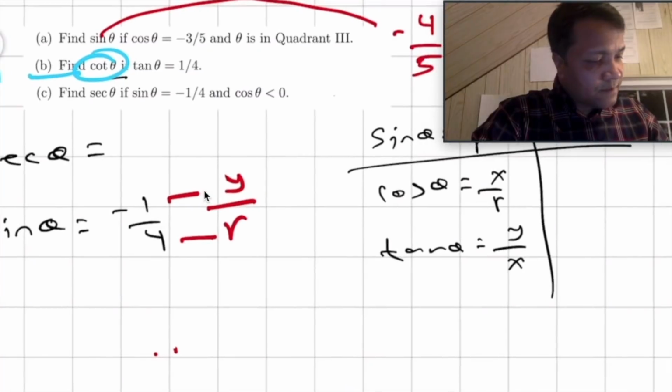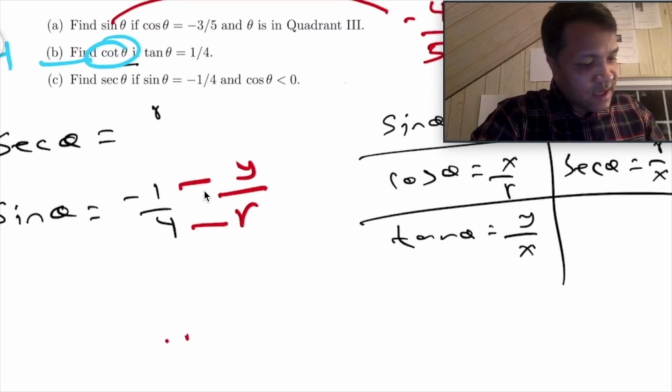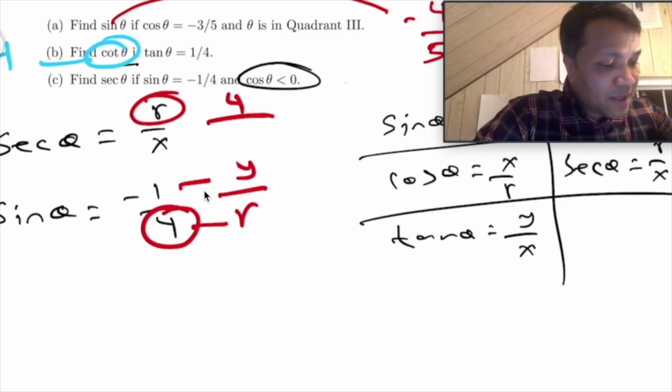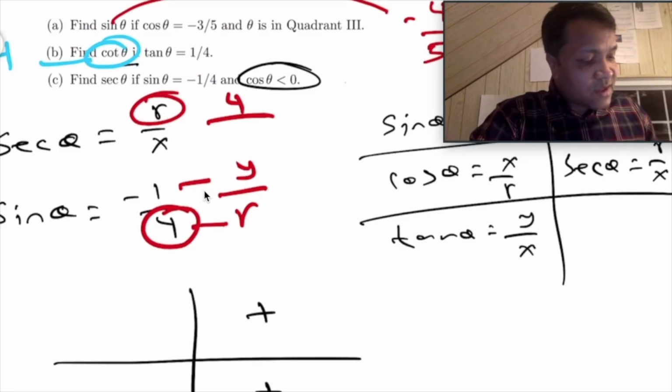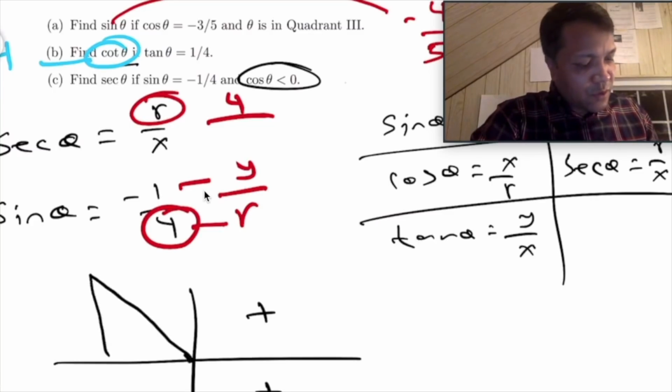And cosecant theta is r over y, secant theta is r over x. So we have r, r is 4, but we have to have x. We don't have x, but it's very easy. We have some condition: cosine has to be negative. Cosine is positive over here, positive over here, negative over here, negative over here. So we have r is 4 and y is 1.